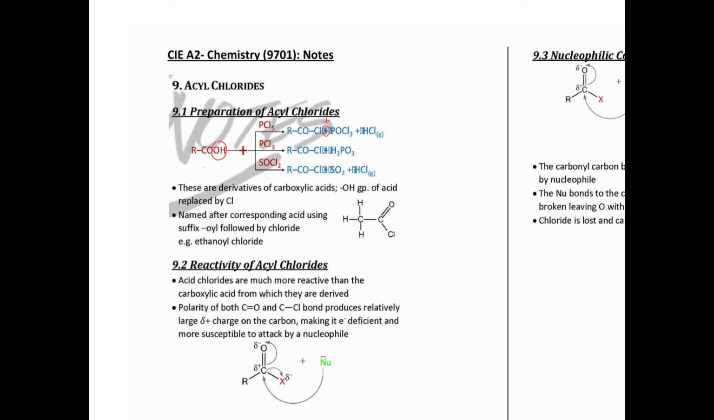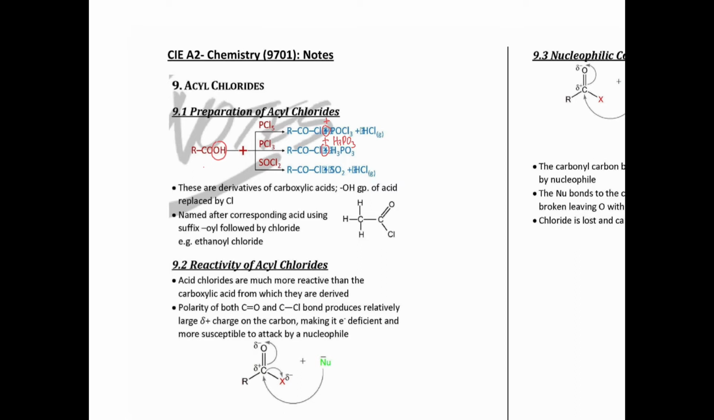So the second one, RCOOH plus PCl3. They form RCOCl. Again, the Cl replaces the OH. And after that, they form, plus H3PO3. So this is phosphorous acid.